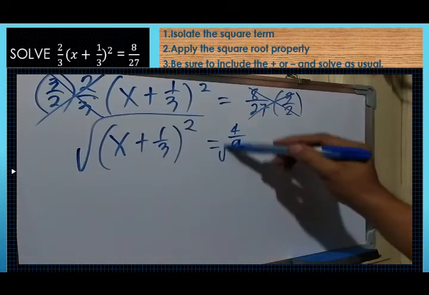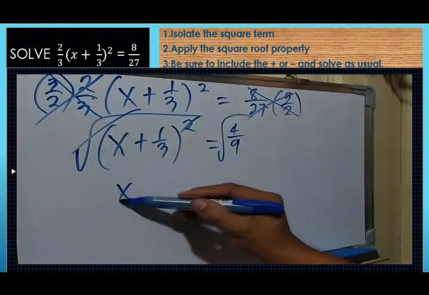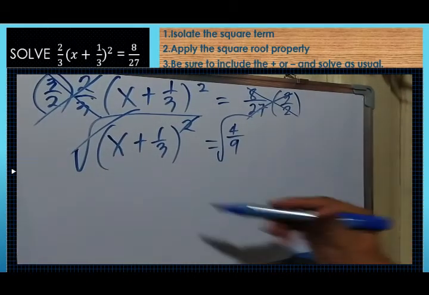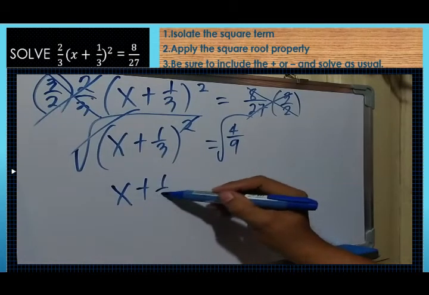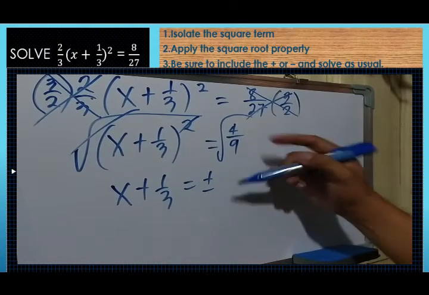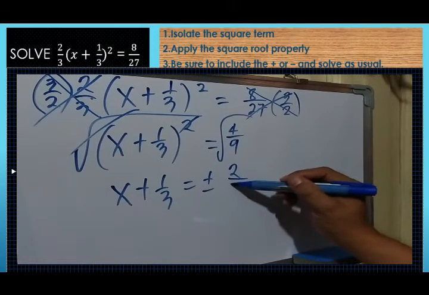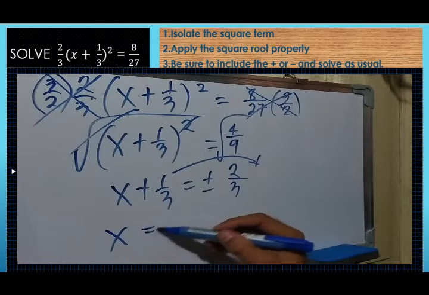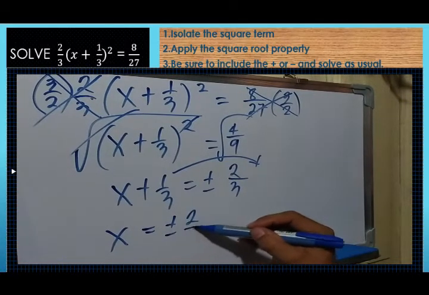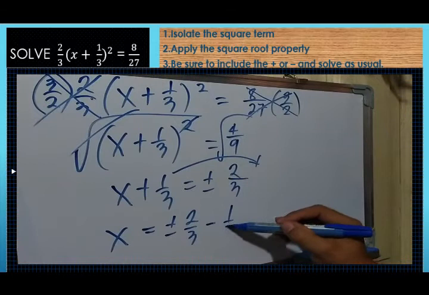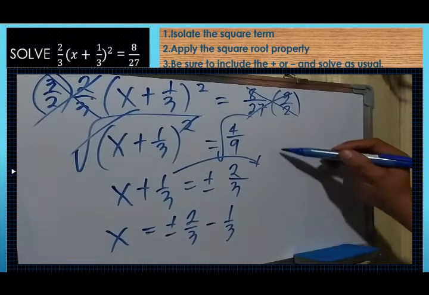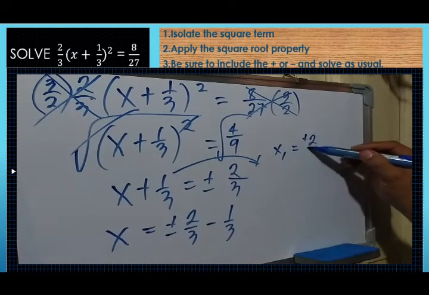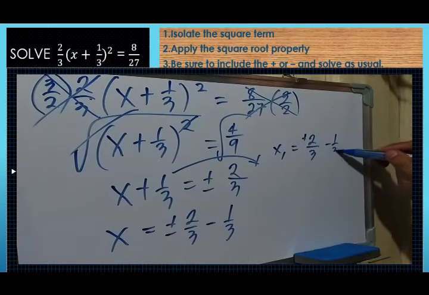So applying the square root property, we now have x plus 1/3 is equal to positive negative square root of 4 over 9. The square root of 4 is 2, and the square root of 9 is 3. Therefore, transpose positive 1/3, it will become negative 1/3. That is actually deducting 1/3 on both sides. So we now have x sub 1 is equal to 2 over 3 minus 1 over 3.